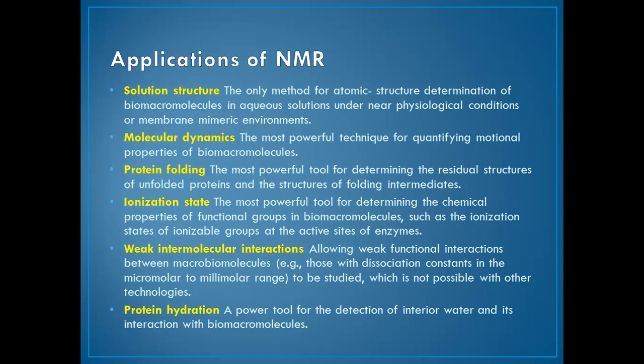The most powerful tool for determining the chemical properties of functional groups in biomacromolecules, such as the ionization state of ionizable groups at the active sites of enzymes. Fifth is weak intermolecular interactions, allowing weak functional interactions between biomacromolecules, for example those with dissociation constants in the micromolar to millimolar range, to be studied, which is not possible with other technologies.